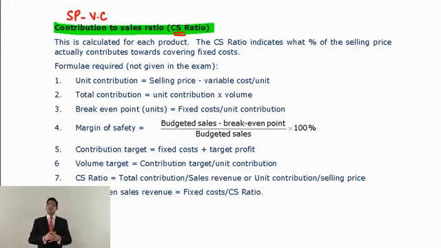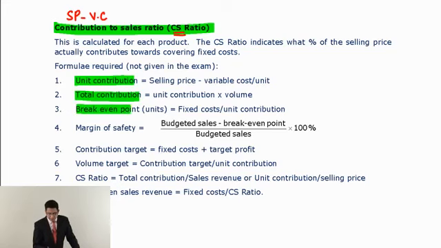So we try to identify the contribution generating potential of individual products: which product has more contribution potential and which has less. Later on we will use the CS ratio in a multiple product environment to rank the products, whether A generates more or B generates more. These are some of the formulae which are usually not given in the exams, so you have to remember them. You need to know unit contribution, which is selling price minus variable cost. Total contribution is contribution per unit times the volume.